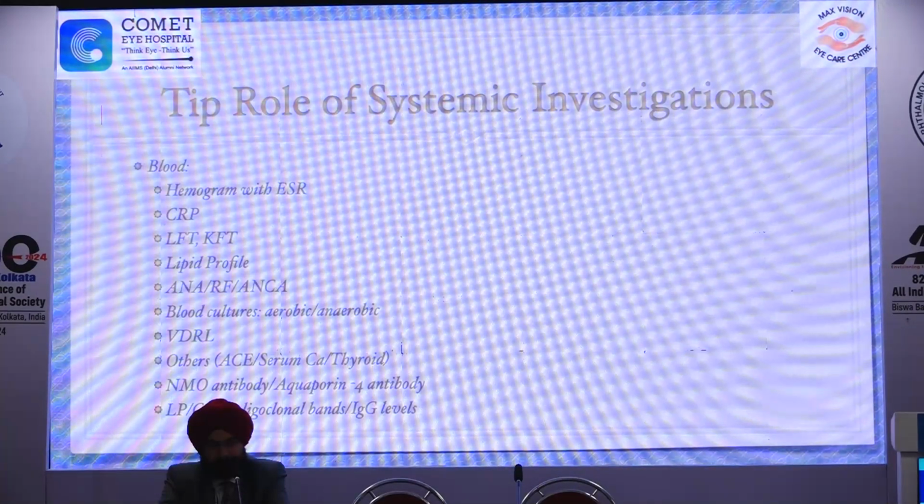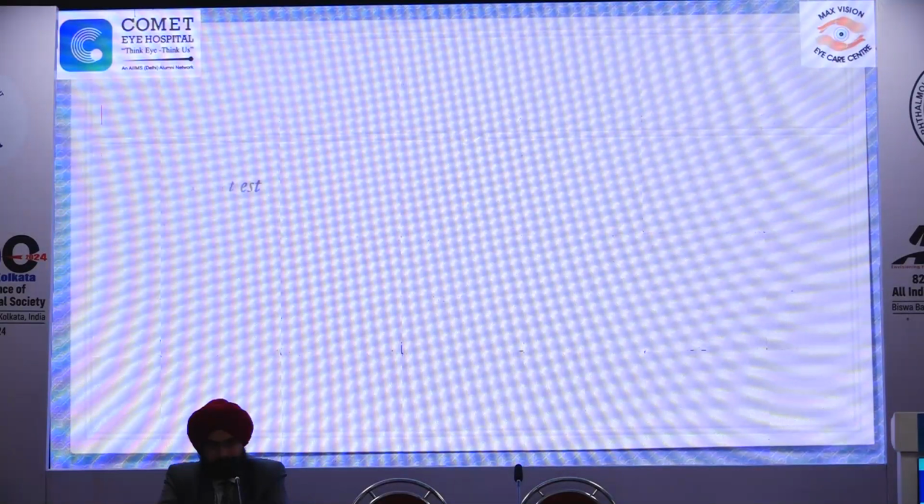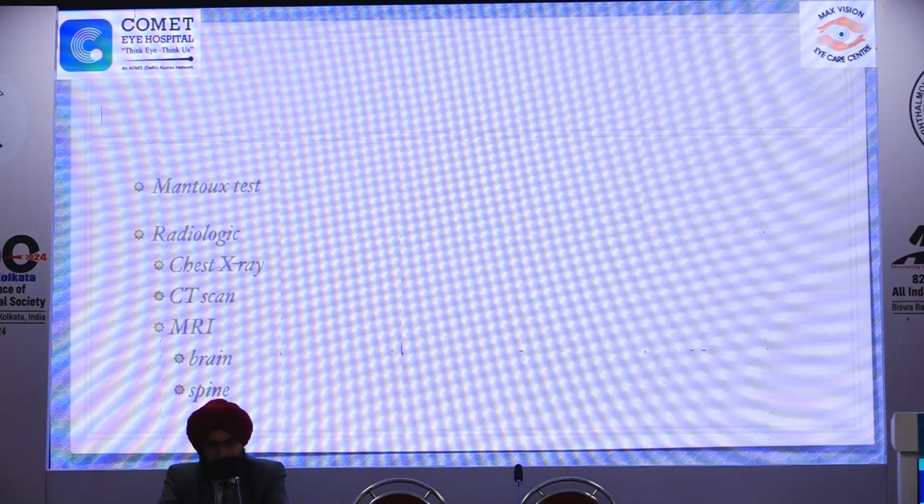There's a role for systemic investigations, and there is a whole plethora of tests. So based upon the signs, symptoms, and what you expect, order specific investigations rather than asking for a blanket investigation of each and everything. Mantoux can be important because TB can manifest like any neurological disorder or neuro-ophthalmic disorder.